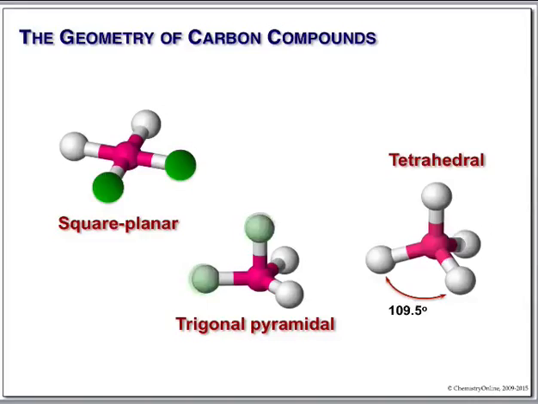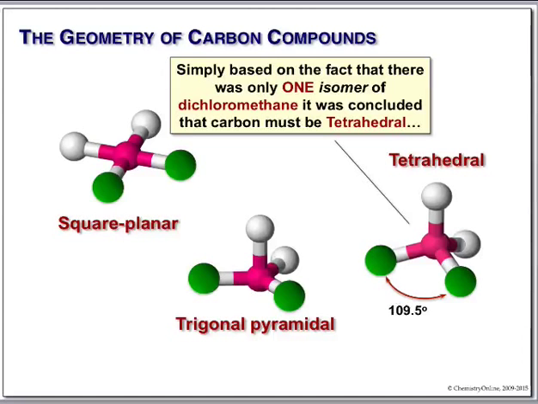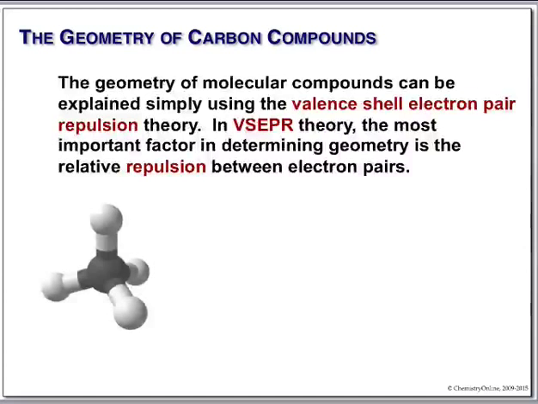If we had square pyramidal, we could have one chlorine up, one down, or we could have them both down. Once again, two dichloromethanes. But if carbon was tetrahedral, these two, again, the distances are exactly the same. The angles are exactly the same. This is identical to this, which is identical to this. Basically, there is only one particular way you can arrange the atoms. The fact is that there was only one dichloromethane, and so the logic was carbon must be tetrahedral. Now that's kind of clever logic for 1870.